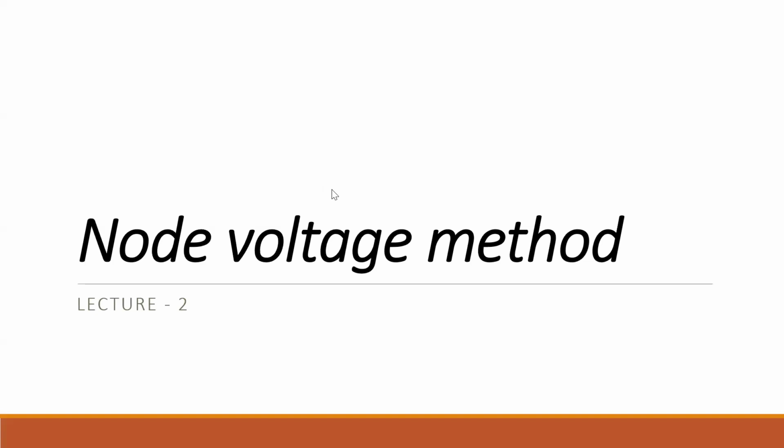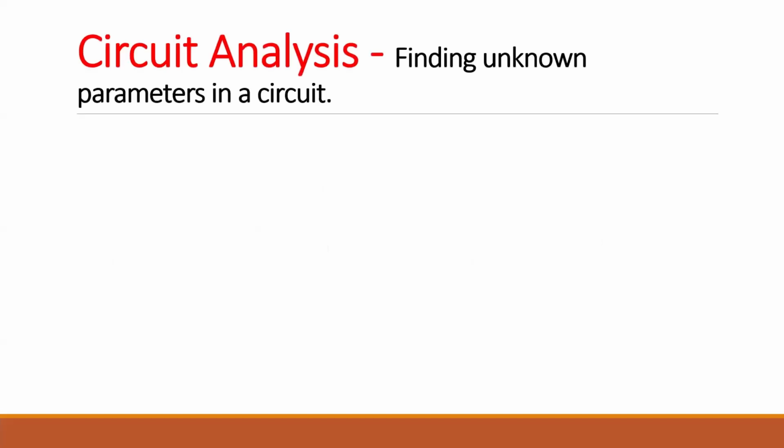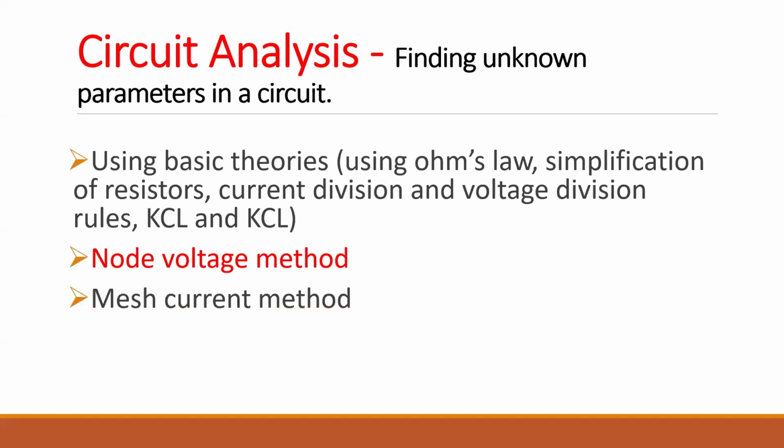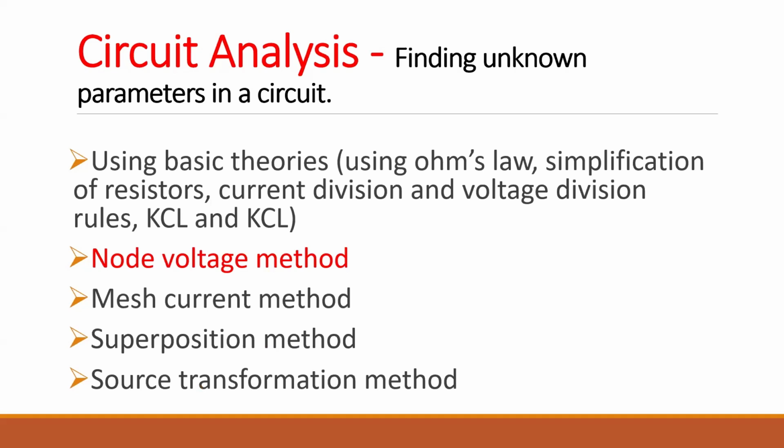So, node voltage method. Let's see what we have to do in this one. Again, we are using basic theories. As I have mentioned, we can analyze a circuit, and node voltage method is the method that we are going to learn today, and also the mesh current method, another method which we are going to learn next week. Superposition method is another method in the coming weeks. Source transformation is another method. So we are going to learn all these methods throughout the first 5 weeks to get familiarized with these different methods to analyze a circuit.